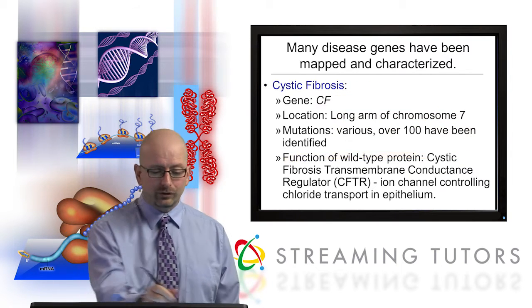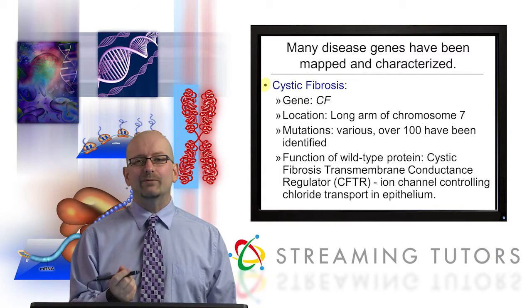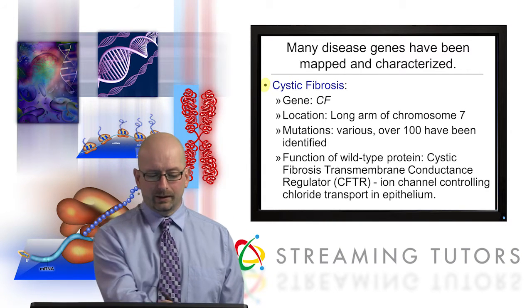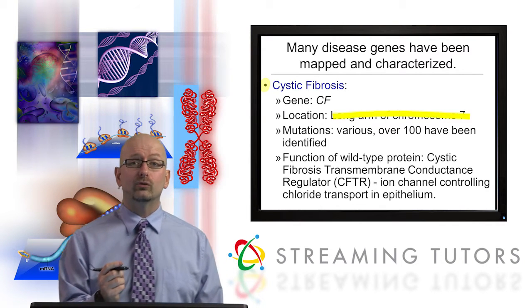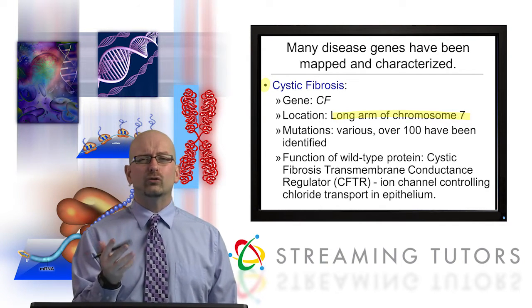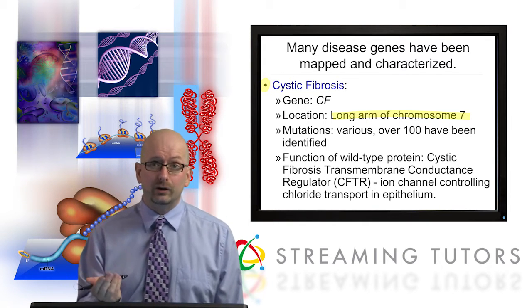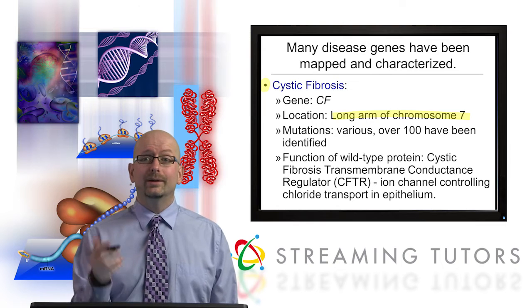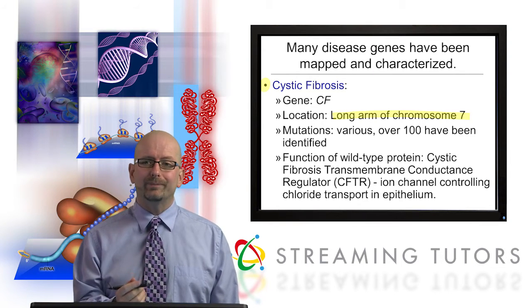I mentioned cystic fibrosis before. They just named the gene CF for cystic fibrosis. Again, you wouldn't have to memorize it, but this one happens to be on the long arm of chromosome 7. This is just another illustration. There's really no particular rhyme or reason in eukaryotic genomes, the human included, of why a particular gene is here or there on this chromosome or another.